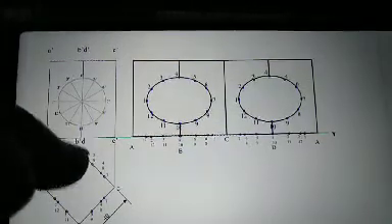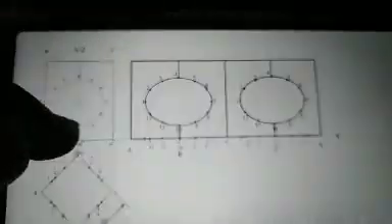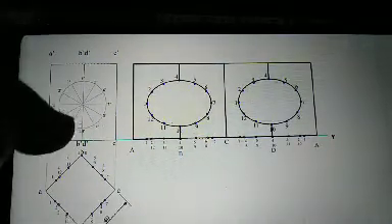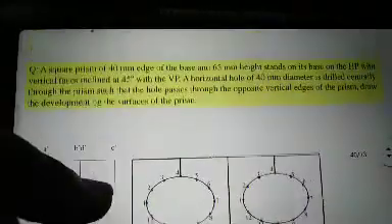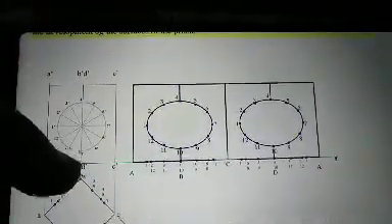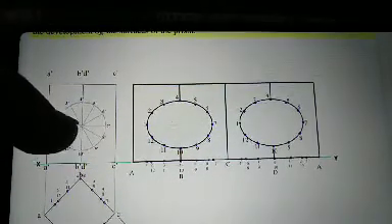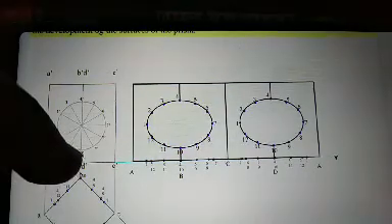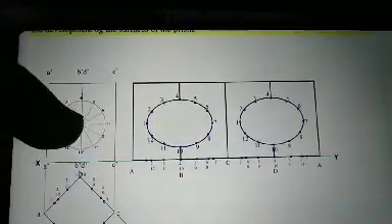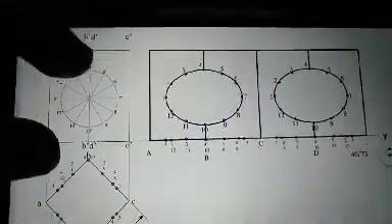This is the front view, and the center line of this BB dash generator edge is half of the 65 mm. Half of 65 mm is 32.5. Above the XY line, at 32.5, you will get the center of this prism, and from this side you will get here, and from the XY line you will get here.